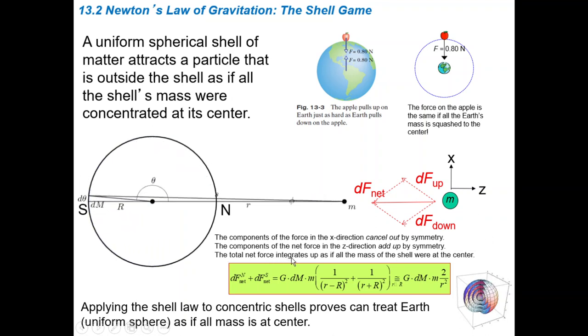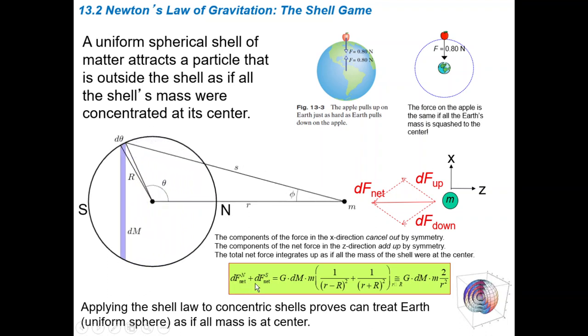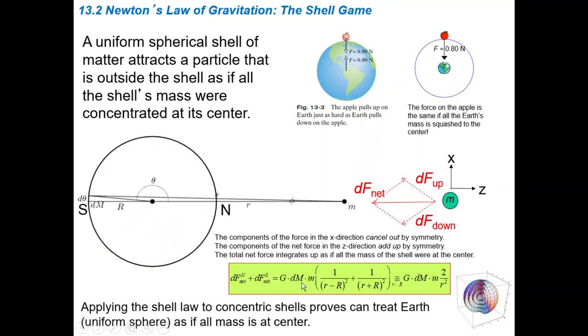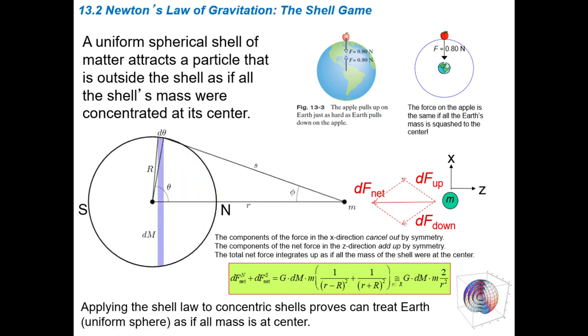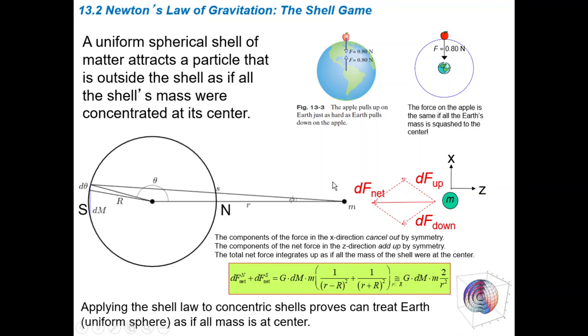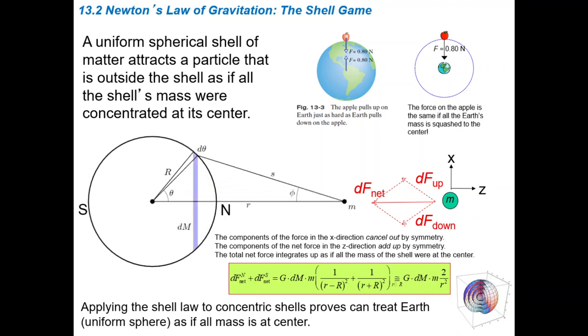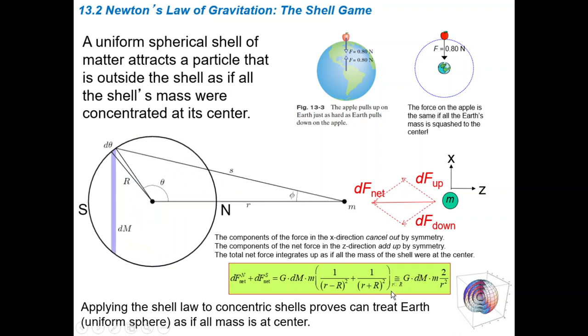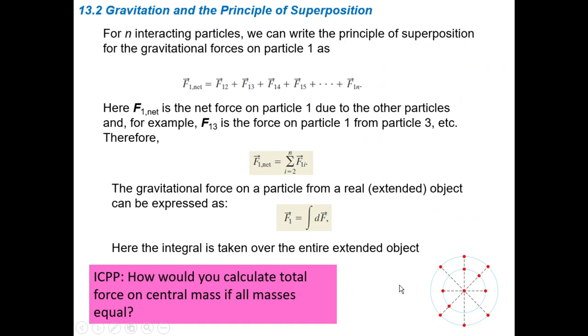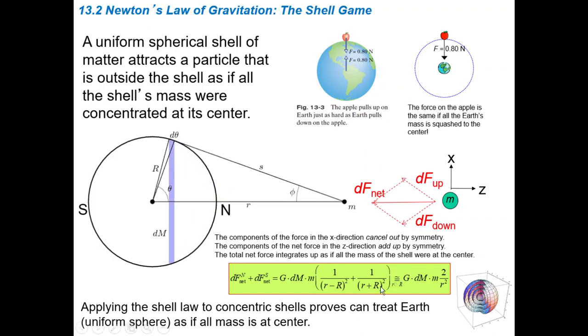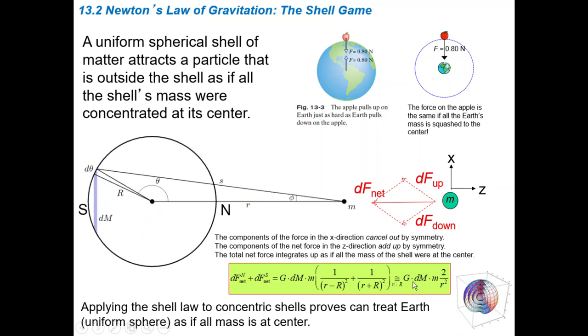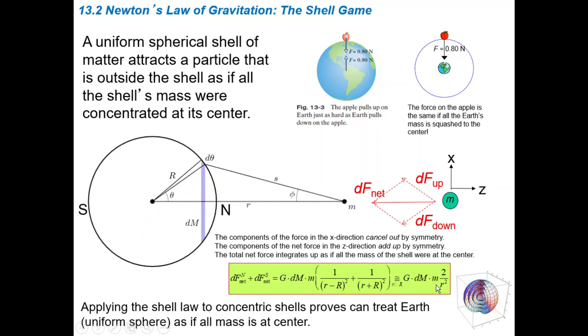And the total net force integrates up as if all the mass of the shell were in the center. So here is the formula. Don't worry, we'll try to simplify it later. dF net over plus dF s net is equal to G multiplied by dm times m lowercase, and all this multiplied by 1 over (R minus r) squared plus 1 over (R plus r) squared. Don't forget this notation here. We have r lowercase and R uppercase, and G multiplied by dm times m, 2 over r squared. It's a really simplified version.